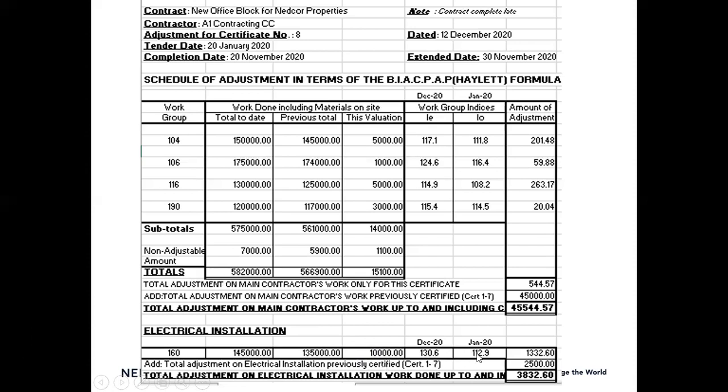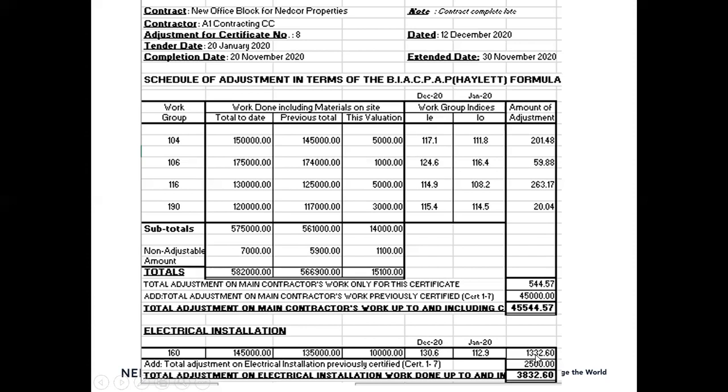And then we apply the indices, and note in this case, the tender month, the IO, for both the electrical and the main contractor is the same. It can change depending on the actual tender date. So in this case, the tender date for both the main contractor and the electrical contractor is January 2020. The IE will always be the same for the main contractor, because we're doing the escalation for this specific month, this December, the 12th of December.